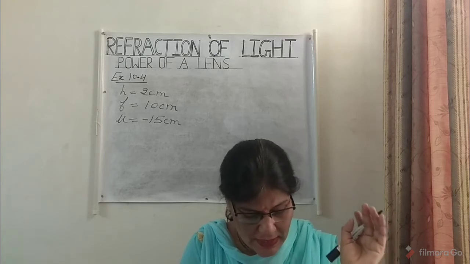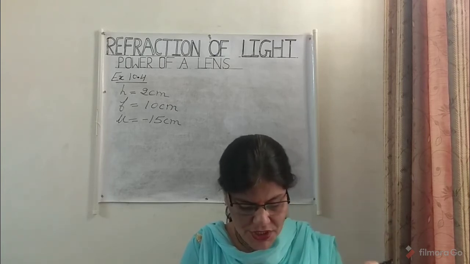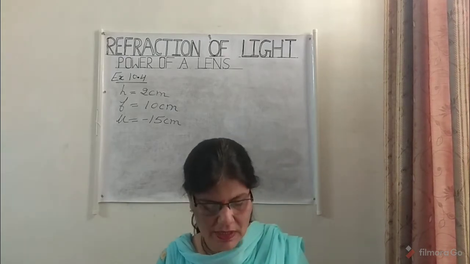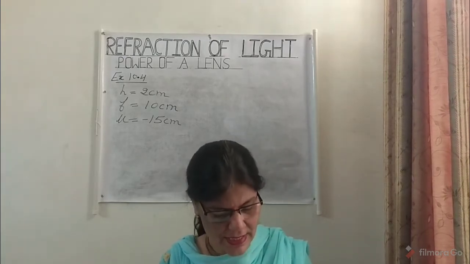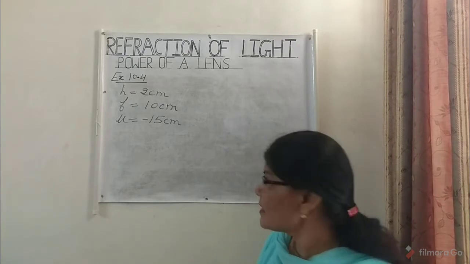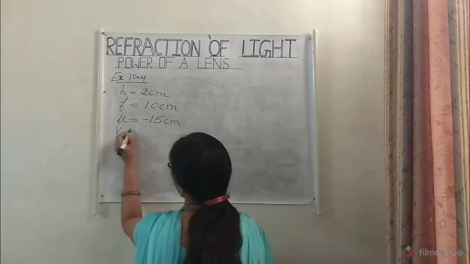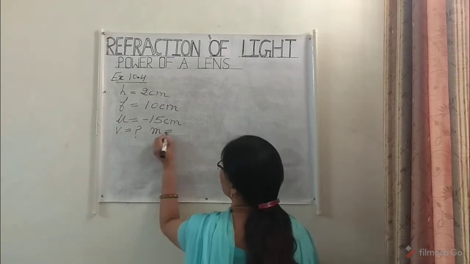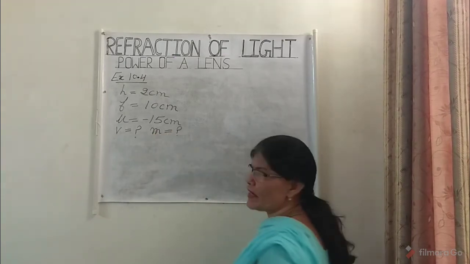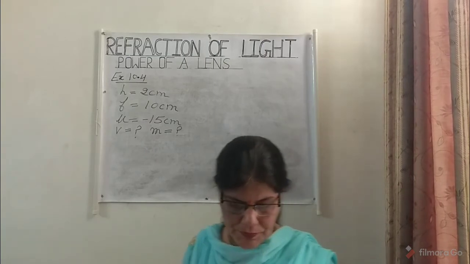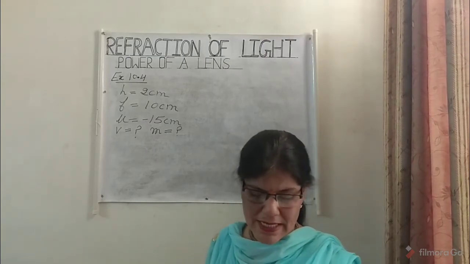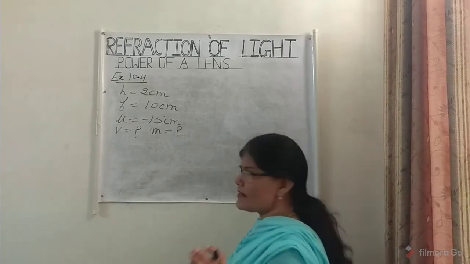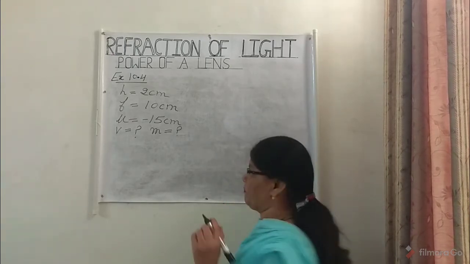What we have to find is the nature, position and size of the image. Also find its magnification. Nature, position and size of the image means you have to find V, and you have to find magnification also. So what are the things given to us? H is given to us, F is given to us, U is given to us. So let us first find V.